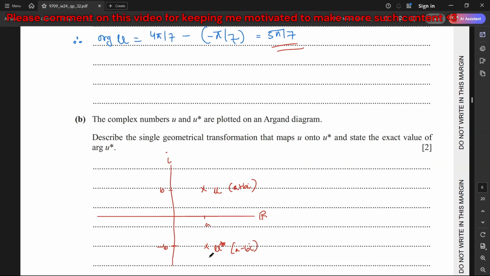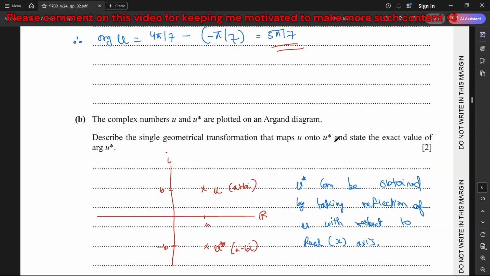So if you can describe the single geometrical transformation to go from this u to u star, what will it be? It is simply the reflection with respect to your x-axis or the real axis. So you can mention that u star can be obtained by taking reflection of u with respect to the real or x axis.